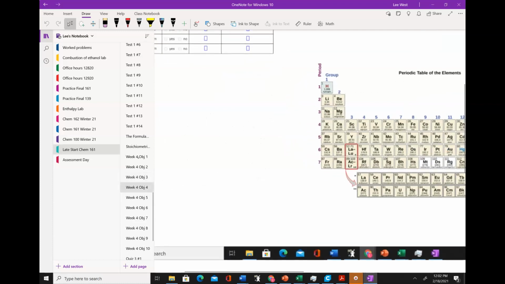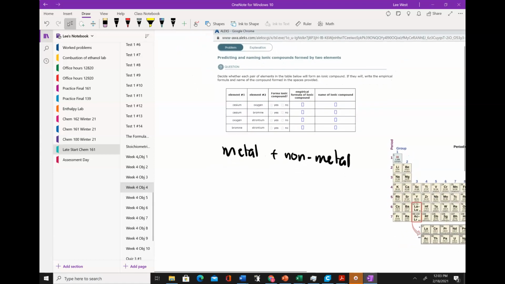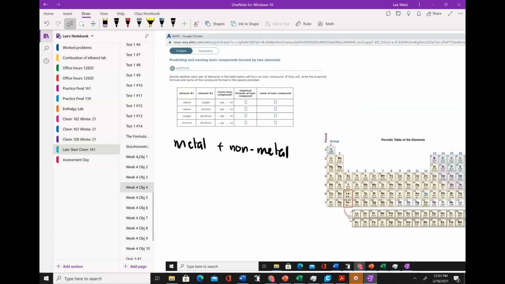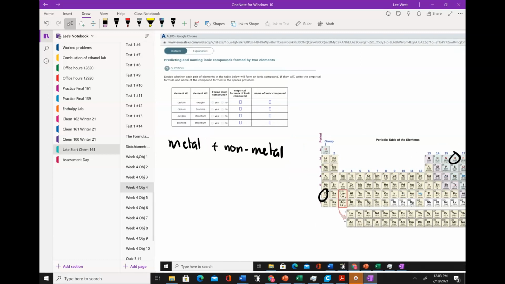All right, so here we go again. Predicting and naming ionic compounds formed by two elements. So we have to decide whether the two elements given form an ionic compound or not. Ionic compounds form when we have a metal and a non-metal combining. So that's what I'm looking for here. So let's see what we've got. We've got cesium, which is a metal, combining with oxygen, which is a non-metal. So yes, that forms an ionic compound.